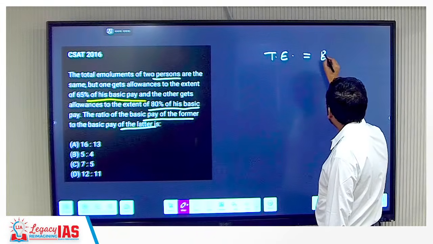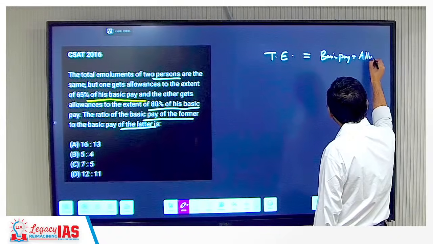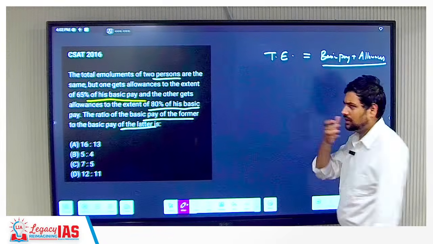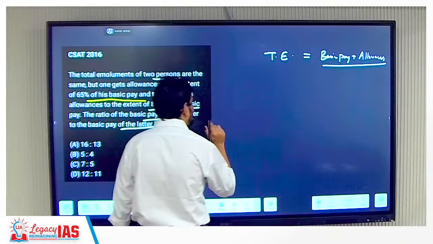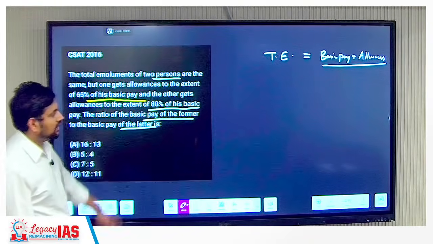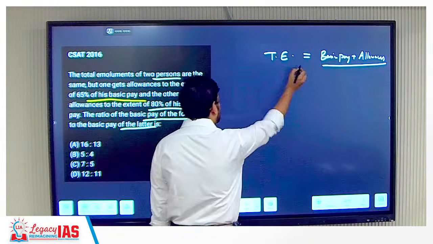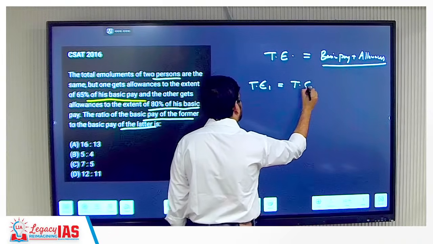Now, total emoluments will be equal to what? Whatever is their basic pay plus whatever are their allowances. Do you understand this? Basic pay plus allowances. Now, let's write. Both of them have equal emoluments. So I am writing here whatever is the total emolument for the first person.